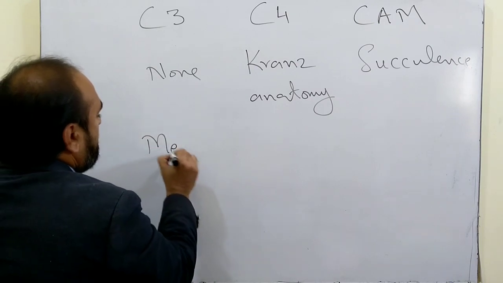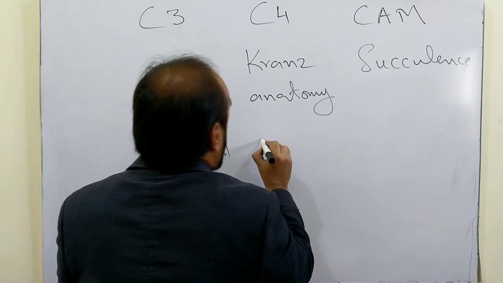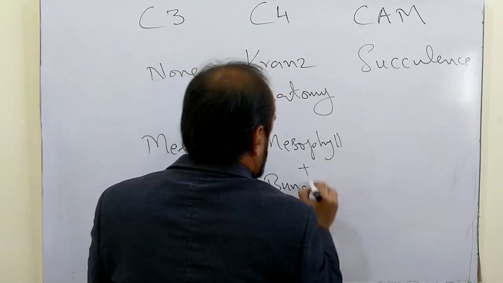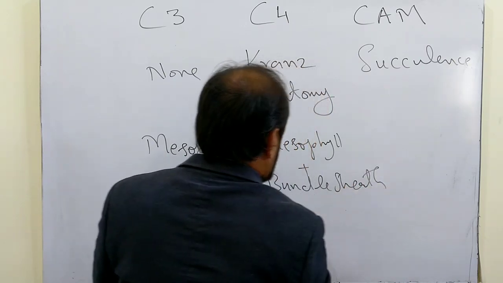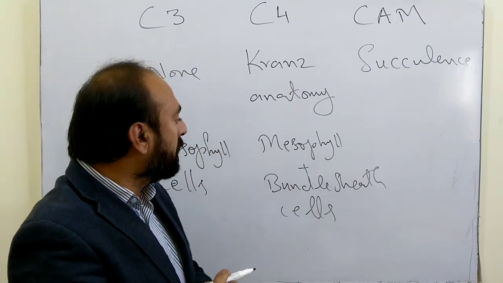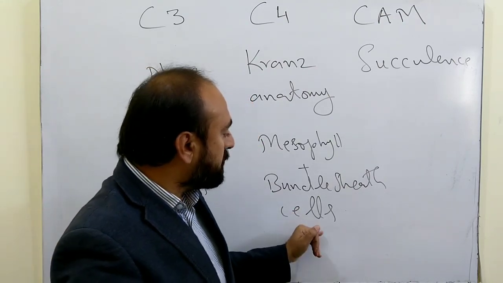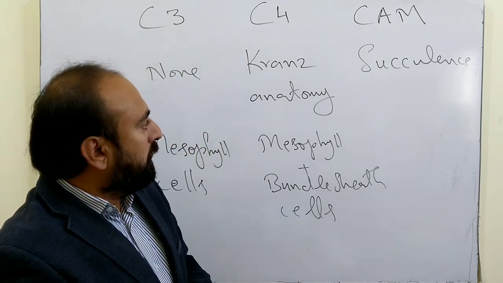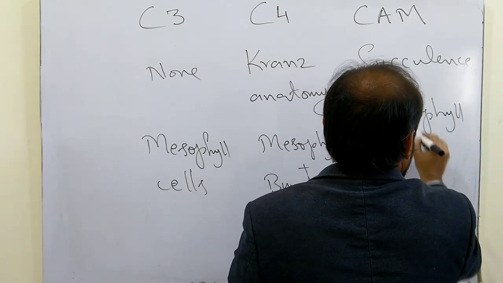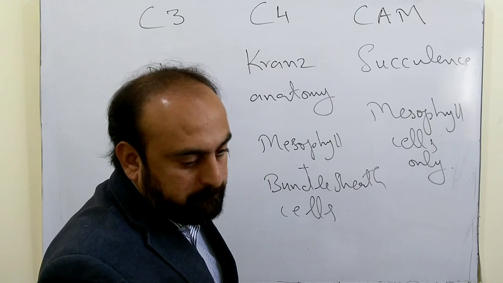So C3 plants only have mesophyll cells. C4 plants have two types of cells, mesophyll and bundle sheath cells. So they have two types of photosynthetic tissues or two types of photosynthetic cells. Mesophyll cells have PEP carboxylase which initially accepts carbon dioxide, and Rubisco is present in bundle sheath cells. CAM plants only have one type of mesophyll cells. They don't have the bundle sheath cells.